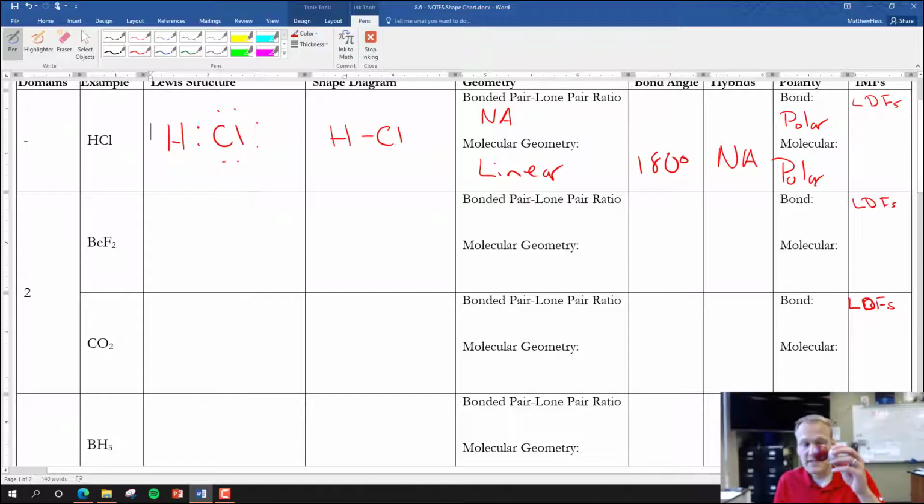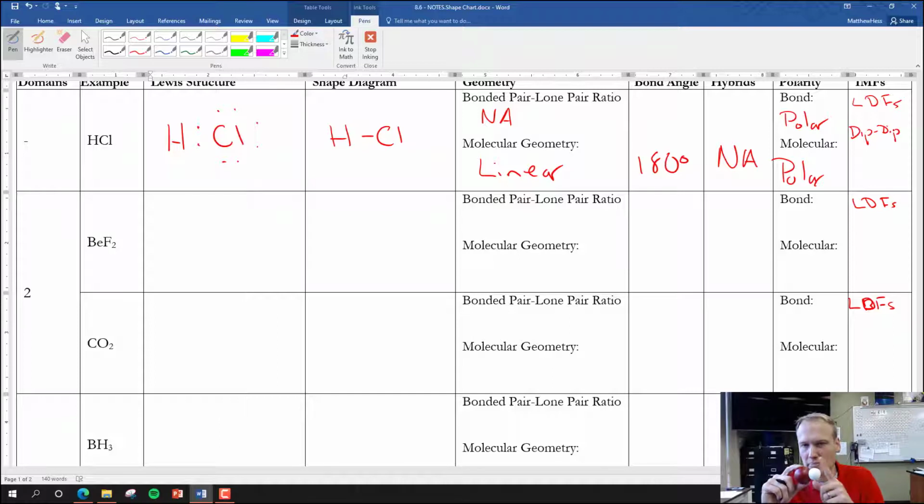But we identified this as a polar bond. That means that this will have dipole-dipole intermolecular forces. This is chlorine bonded to hydrogen, so we don't have hydrogen bonding. Hydrogen would need to be bonded to fluorine, oxygen, or nitrogen. So we just have LDFs and dipole-dipole.